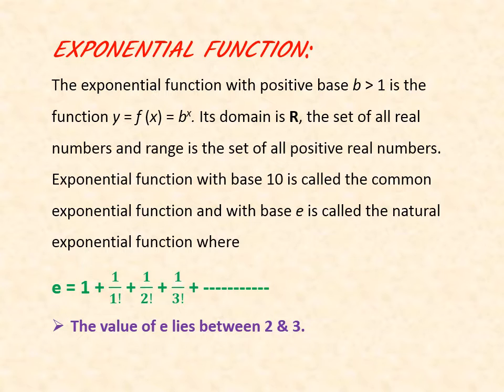Now what is e? e is equal to, as you can see, the sum of 1 plus 1 upon factorial 1 plus 1 upon factorial 2 plus and so on up to infinity, and the value of e lies between 2 and 3. Clear? If you see e power x, e power sin x, e is simply the sum of 1 plus 1 upon factorial 1 plus 1 upon factorial 2 and so on, whose value lies between 2 and 3.